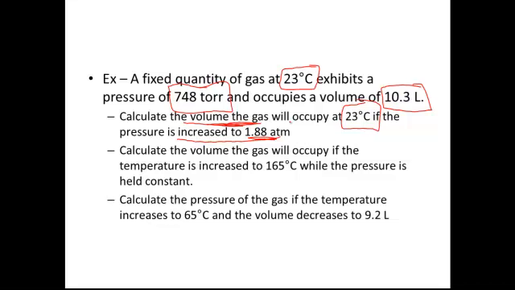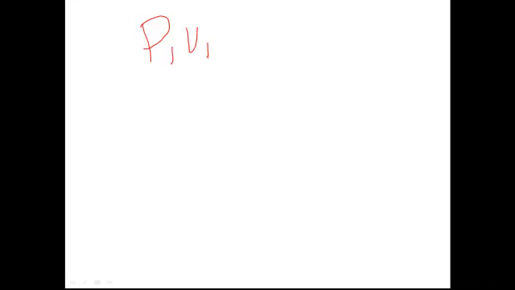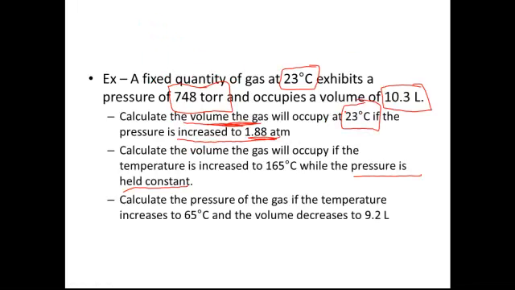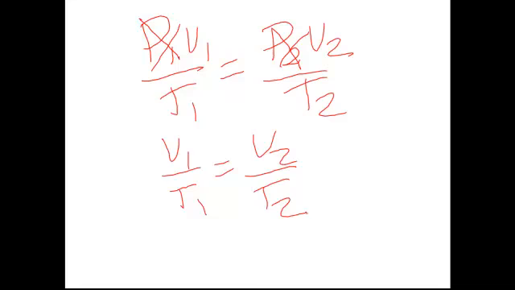Okay, let's look at the second question now. It says, calculate the volume the gas will occupy if the temperature is increased to 165 while the pressure is held constant. So again, let's come back to our original equation. P1 V1 over T1 equals P2 V2 over T2. In this case, they're telling us that the pressure is going to be constant, so the pressure is just out. Now it's just V1 over T1 equals V2 over T2.